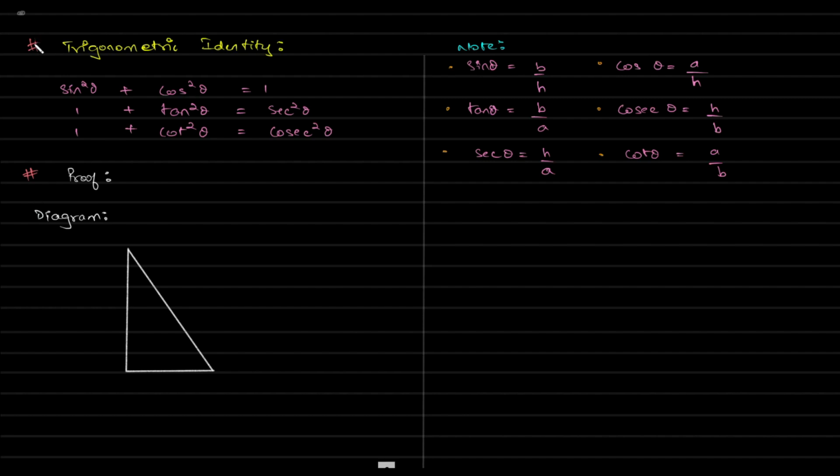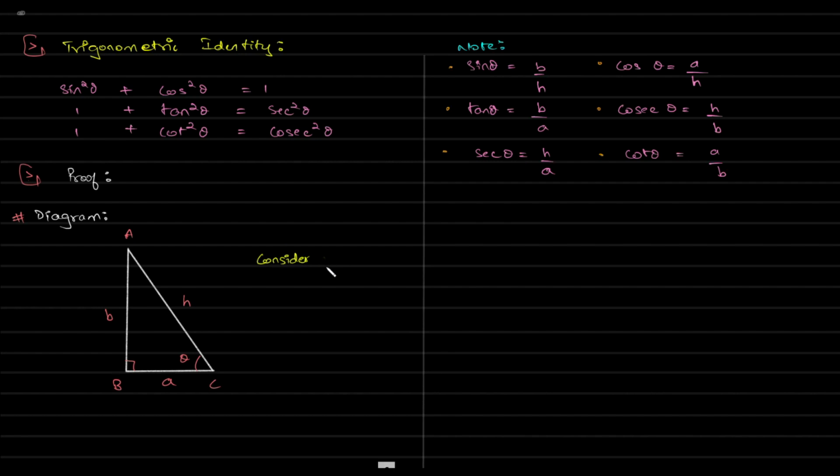We have the diagram. So we'll consider theta as one of these angles, and this is 90 degree obviously. We'll consider adjacent side as A, hypotenuse as H, opposite side as B. We'll consider triangle ABC, right angled at B.